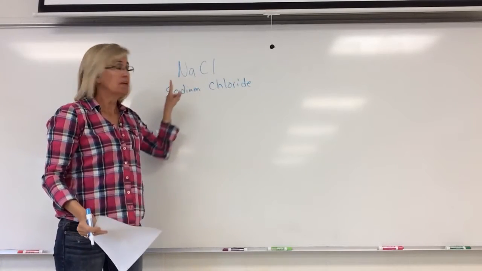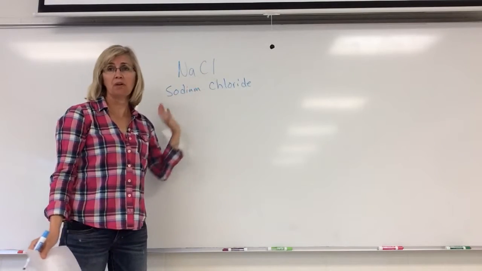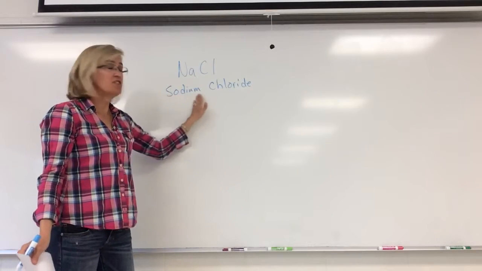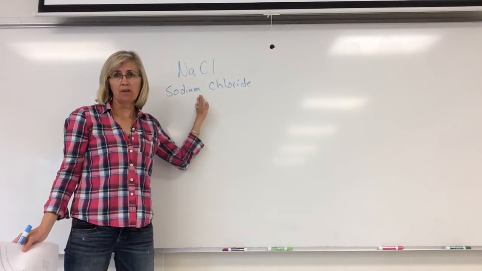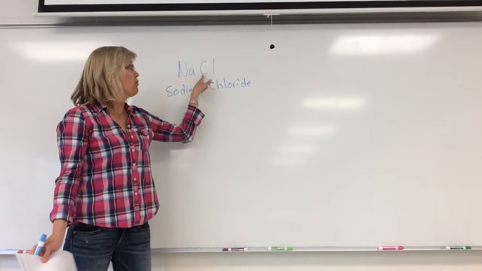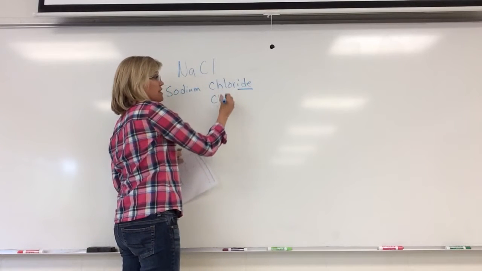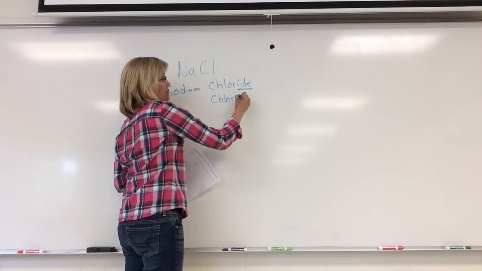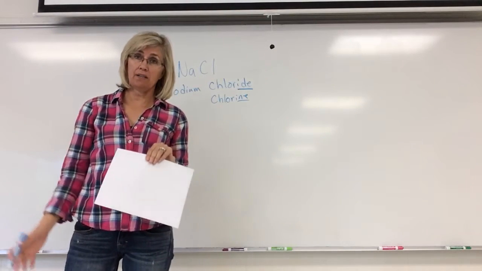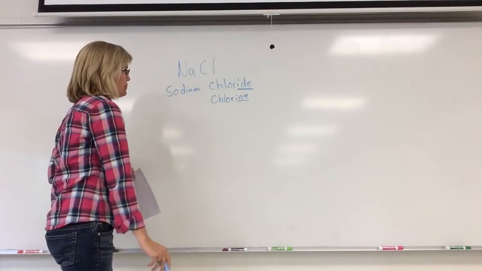The metal is named first, all right? So this is never called chlorine sodium. The metal is named first, and it is just the exact name that you get off the periodic table. So you just give its name, nothing else, that's it. For the non-metal, you change the ending to "ide." So in other words, Cl is actually chlorine, isn't it? So I changed the chlorine to chloride. That "ide" designates that it's an ion.